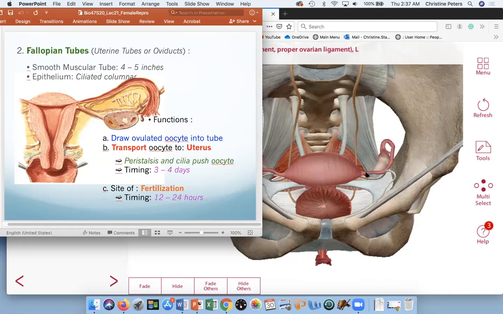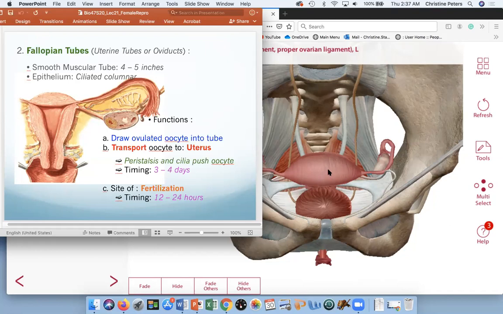In fact, 4 to 5 days would give it, more like 10, 12, 14 days before the little oocyte comes in and implants. Most implantation events occur between day 7 and day 10. So we're going to need that little bit of time to make sure that uterine lining is ready for implantation. So that's one of the reasons we have to have this fallopian tube. It just gives time for that uterine lining to develop.